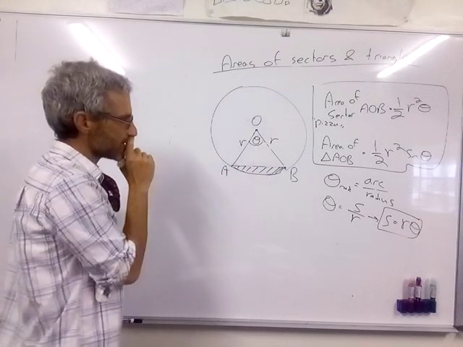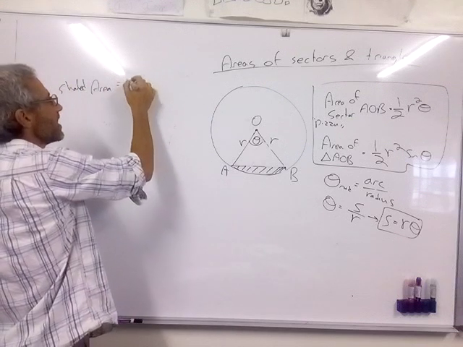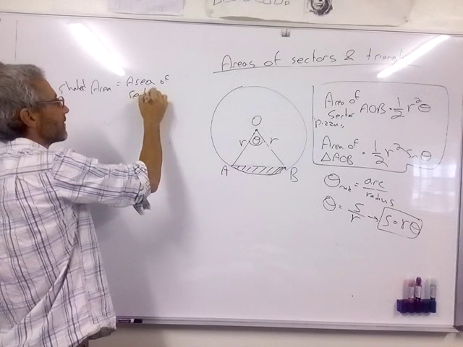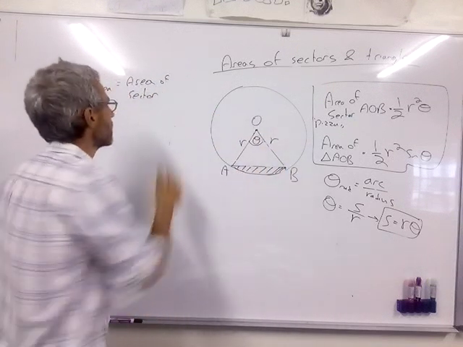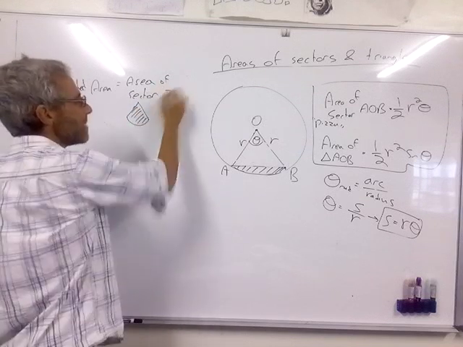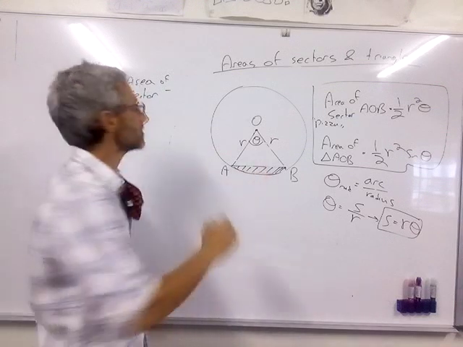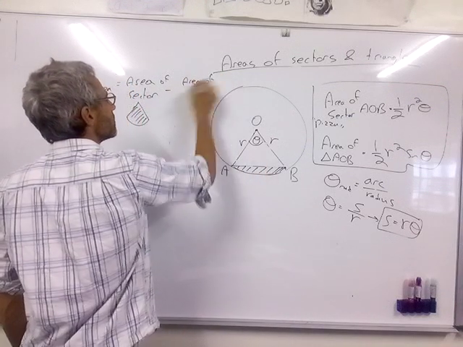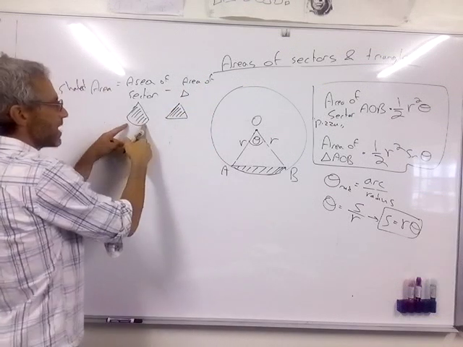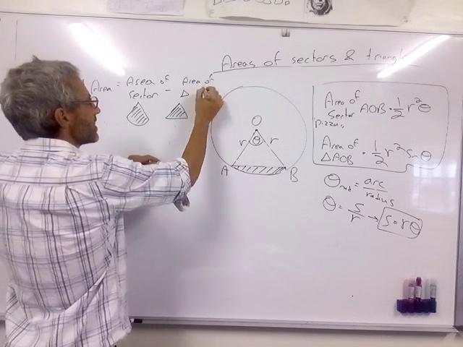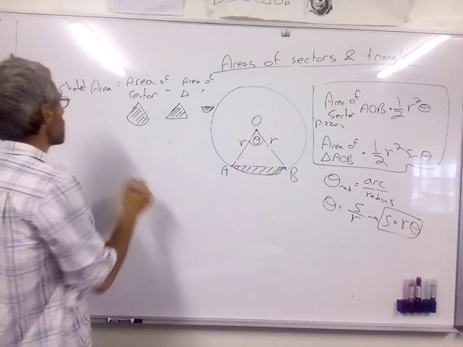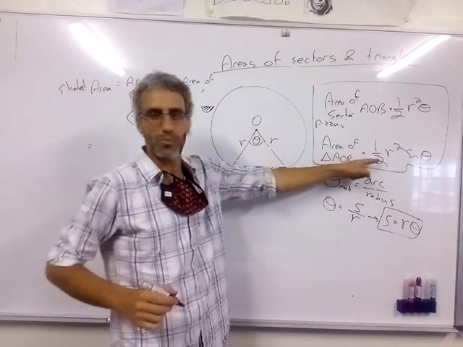Well, if you think about it, it's basically going to be the area of the sector, of this whole pizza slice, minus the area of the triangle. If you take that minus that, you are going to get the shaded area, that little bit here. So all we've got to do is put these formulas in.